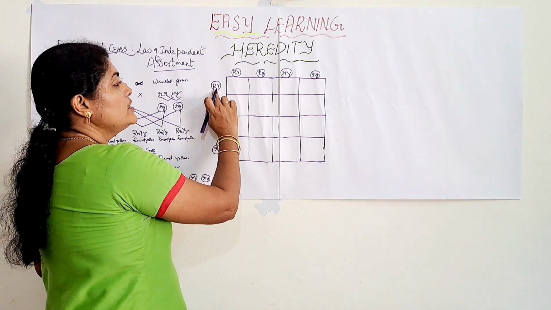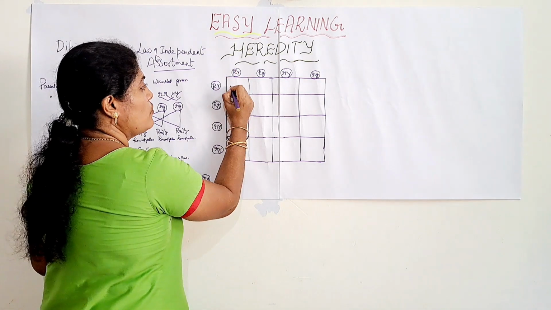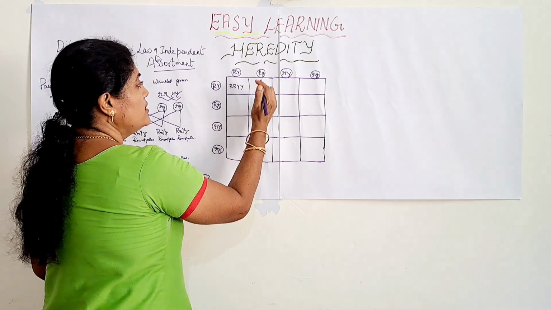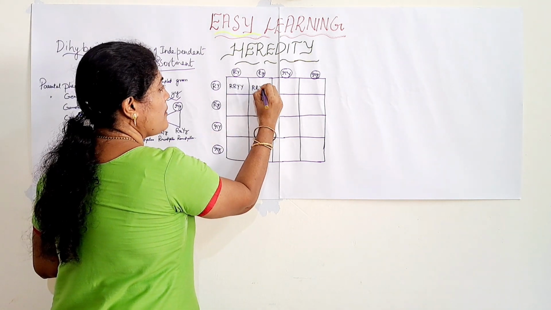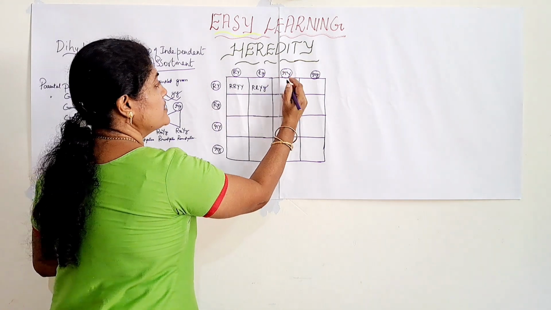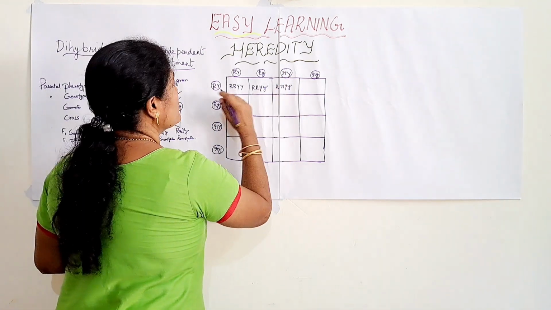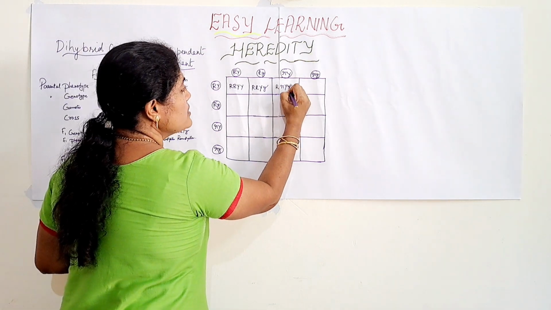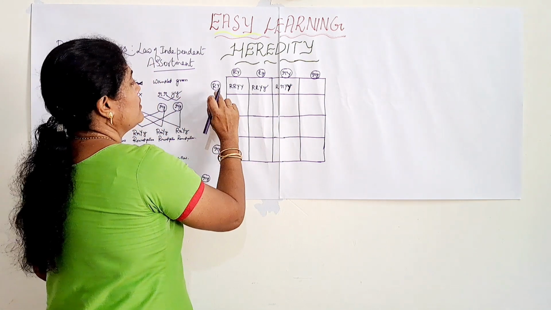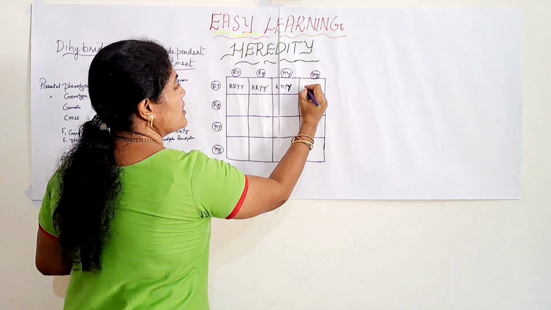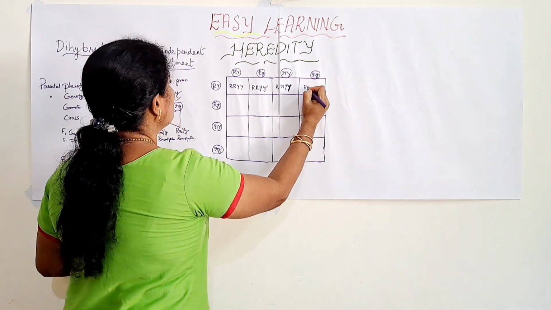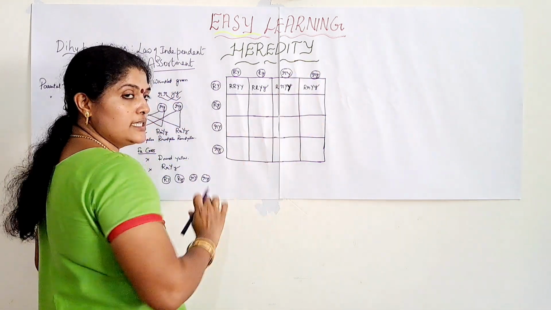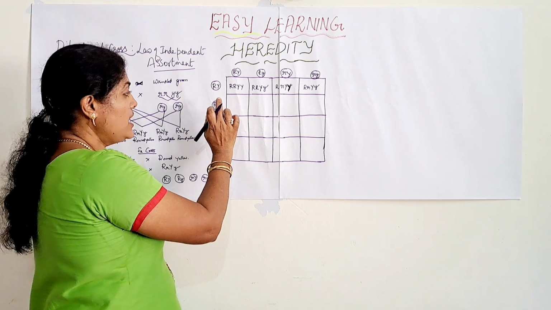So here this will be crossed with this. So we will get capital R, capital Y, capital Y. This with this, capital R, capital Y, small y. This with this, capital R. This with this, capital R, small r, capital Y, capital Y. Next this with this, capital R, small r, capital Y, small y. Okay, so the first line is completed.